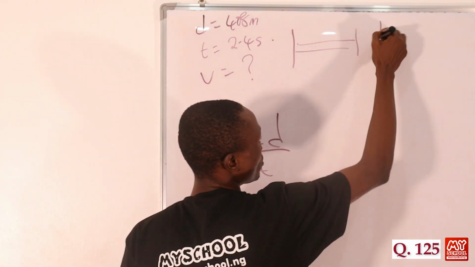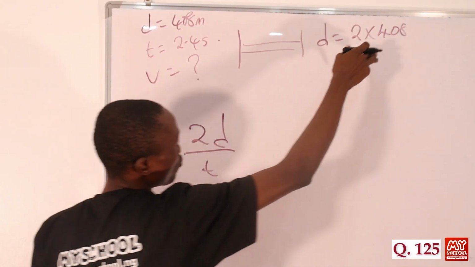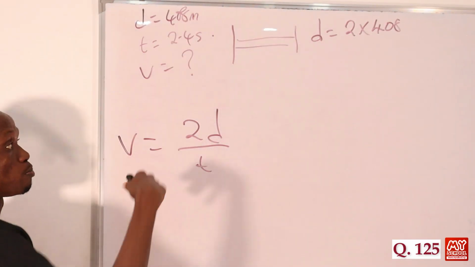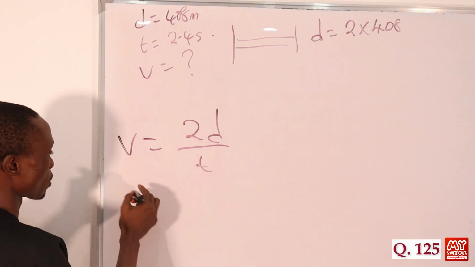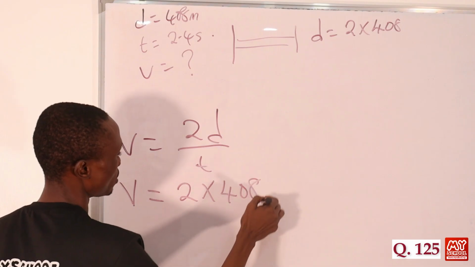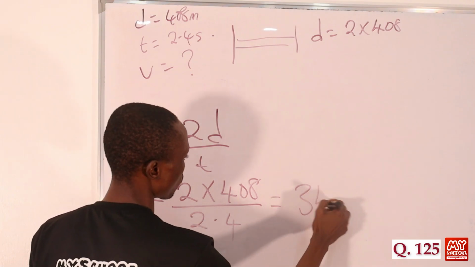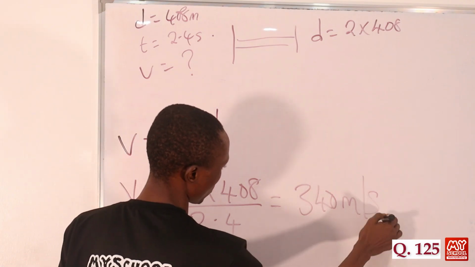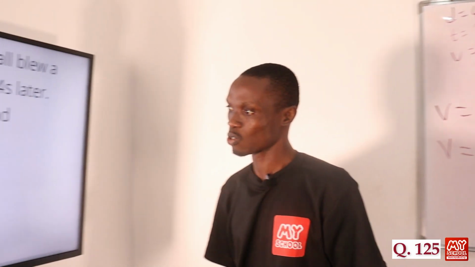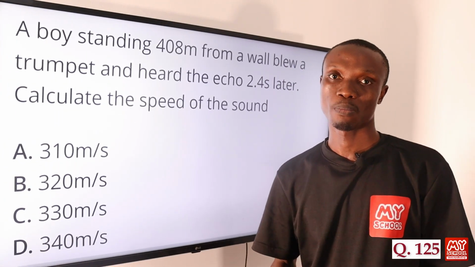That makes the distance equal to 2 times 408, which is the distance from where the boy blew the trumpet to the wall and then back from the wall to where the boy blew the trumpet. So we can just use this formula. V is equal to 2 times 408 divided by 2.4, and this will be equal to 340 meters per second. Let's return back to the screen. The correct answer to this question is 340 meters per second.